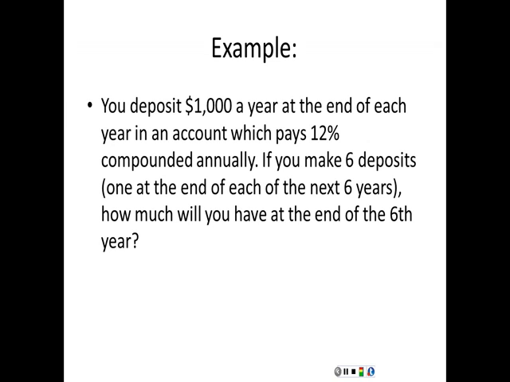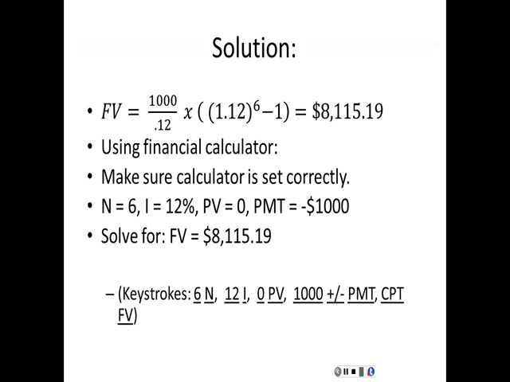For example, suppose we put $1,000 a year in an account which pays 12% per year. We'll make 6 deposits at the end of each of the next 6 years. How much will we have at the end? So we could have done this with each individual cash flow like we did earlier, but this really simplifies when we use the future value of an annuity formula. So we simply take 1,000 divided by 0.12 times 1.12 to the 6th minus 1.